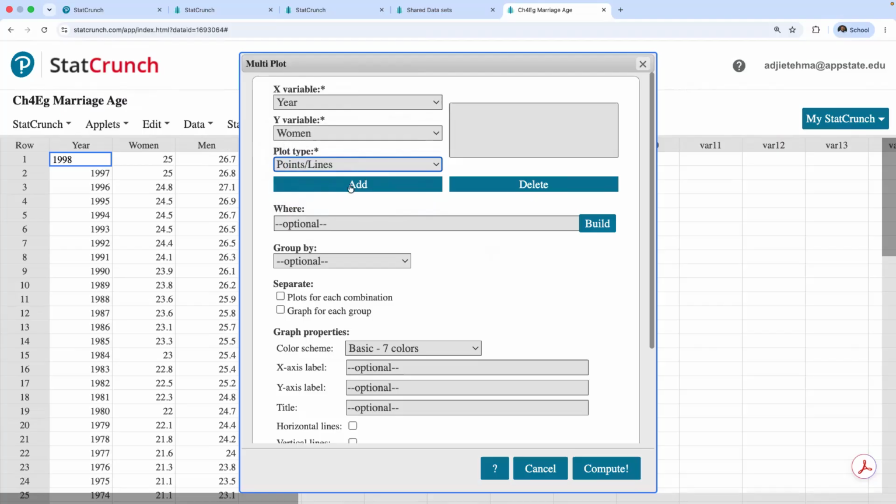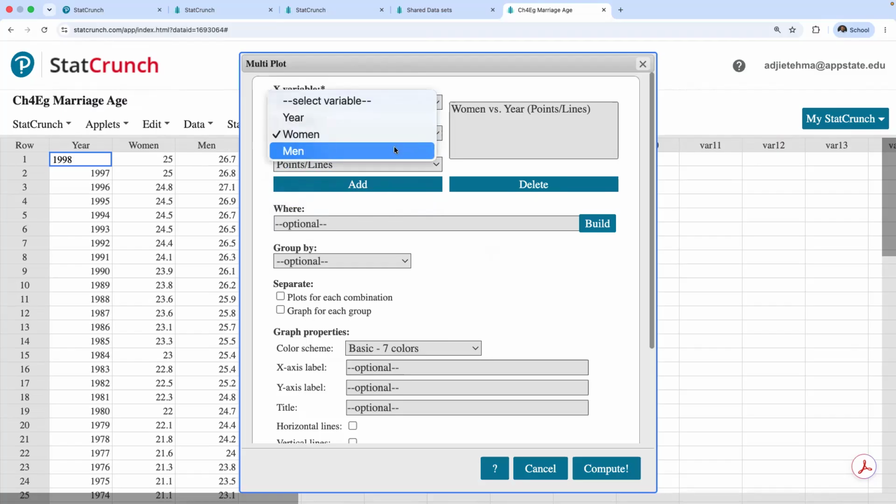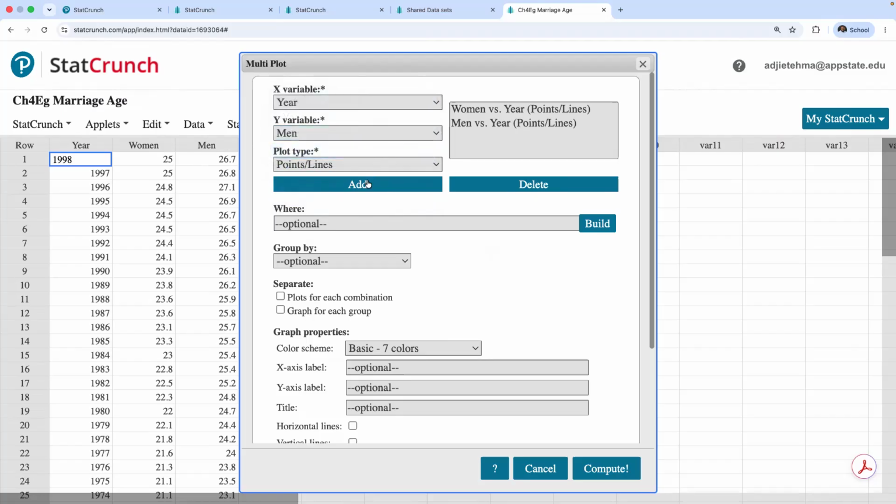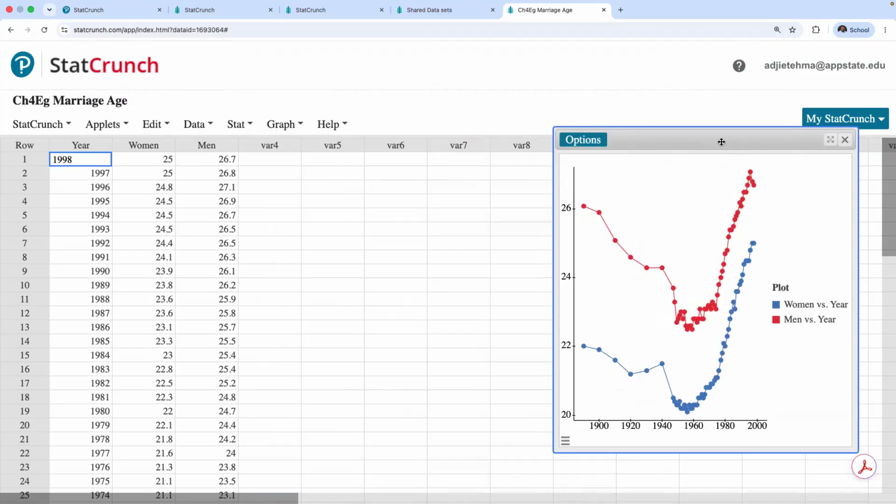So you just click on add here. Okay. And then I come and click on men too, and then I click add. You see? So it shows women versus year and men versus year. And then you hit compute, and then you have this.